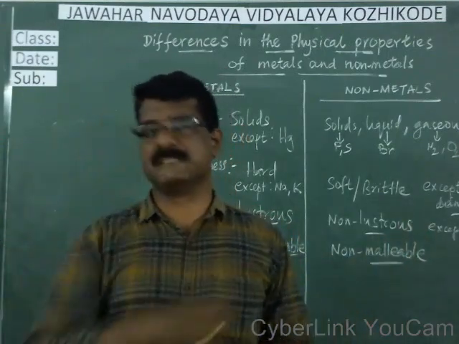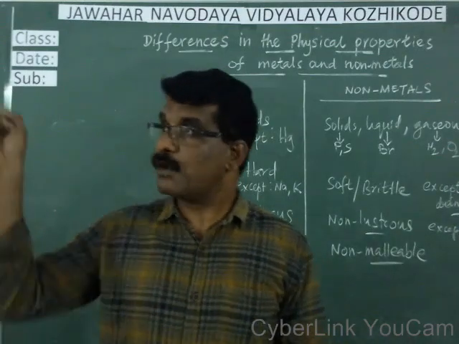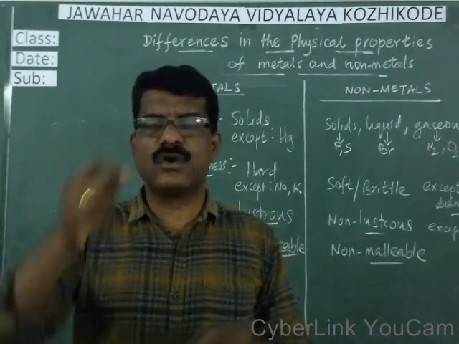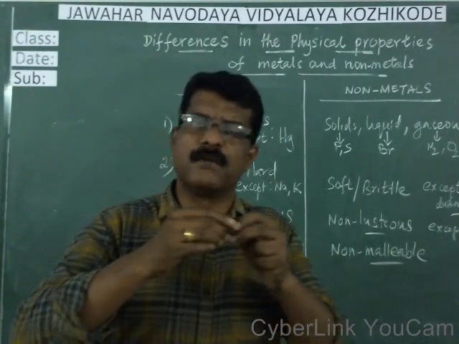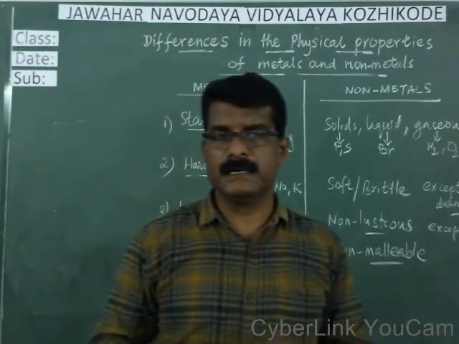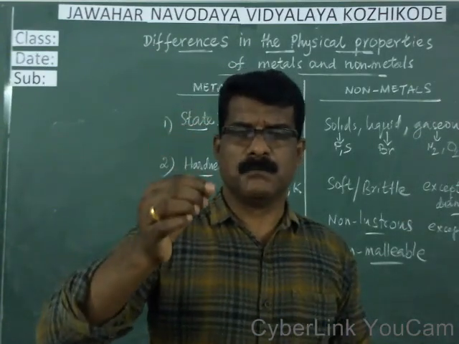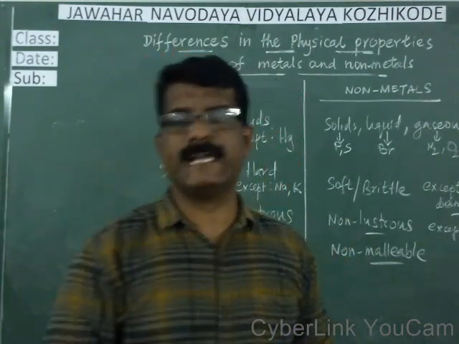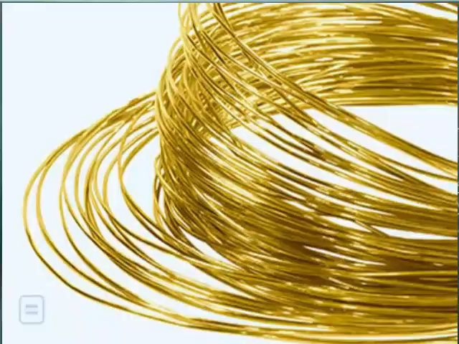See the metals. We are using metal wires. Copper wires we are using. See the copper, why are we using copper as thin wire? Because copper can be drawn into very thin, long wires. Similarly, see the gold. Gold is the most ductile metal, or most ductile material, you can say.